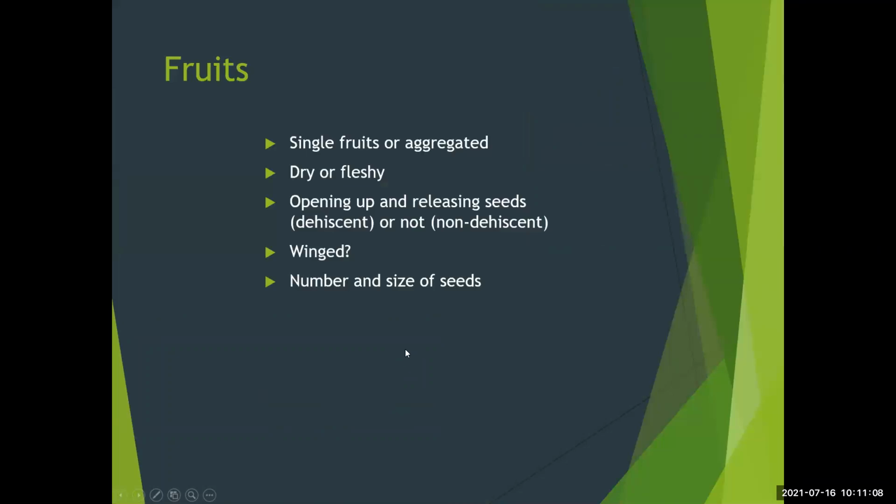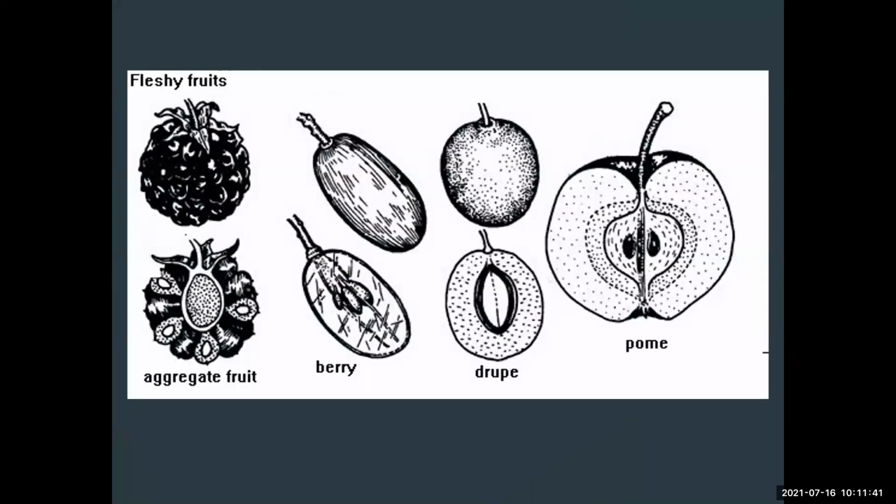And just briefly, when you're looking at fruits on a plant, you want to think about, again, whether you've got some aggregate of fruits or are they single, whether or not the fruits are fleshy, whether they are opening up, or whether the entire fruit is dispersing as a unit, and any other modifications. Are the fruits winged? Do they have little projections? And sometimes you need to open up the fruit and see how many and how large the seeds are inside.